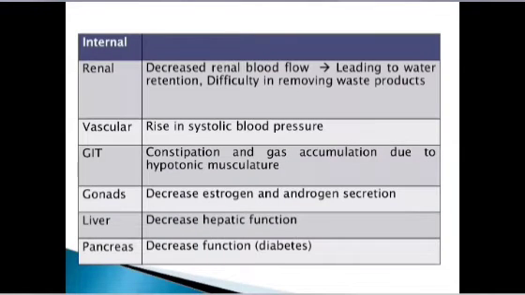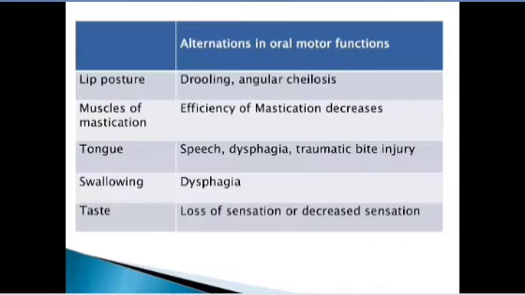Renal: there is decreased renal blood flow, leading to water retention and difficulty in removing waste products. Vascular: rise in systolic blood pressure. GIT: constipation and gas accumulation due to hypotonic musculature. Gonads: there is a decrease of hormones such as estrogen and androgen secretion. In the liver, there is a decrease in function, and in the pancreas, there is a decrease in function, which can lead to diabetes.